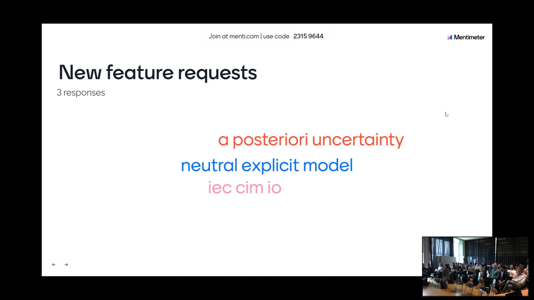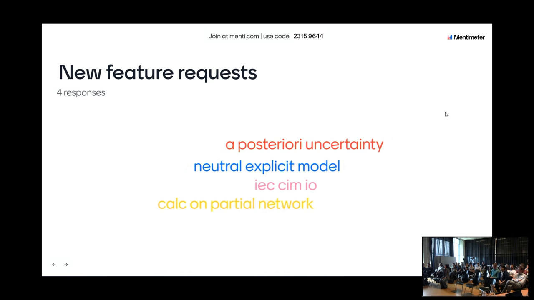A posteriori uncertainty. Anyone who would like to elaborate on what you would expect from us in that case? Is there something in the chat? No. Tony? Both actually came from the chat.